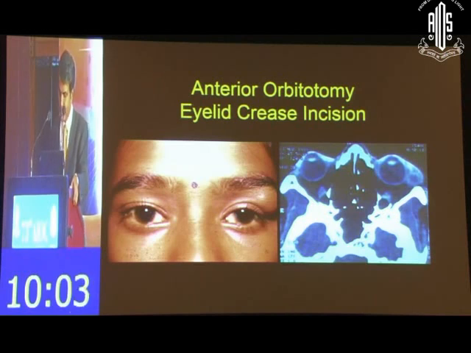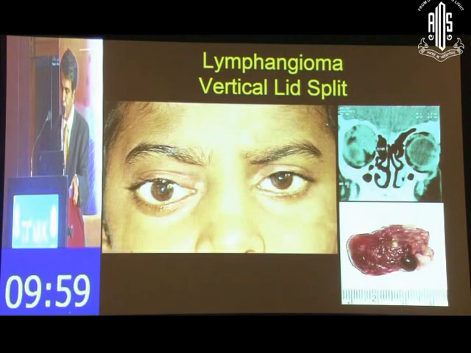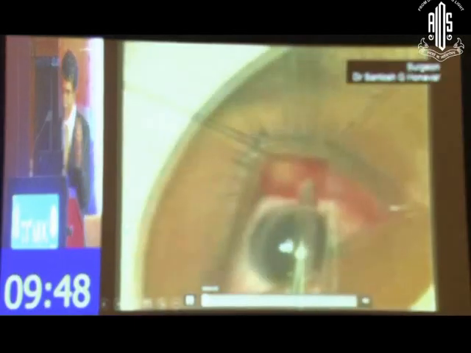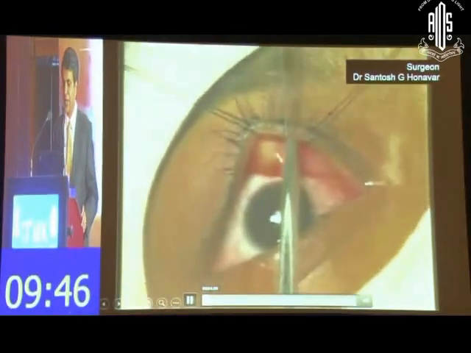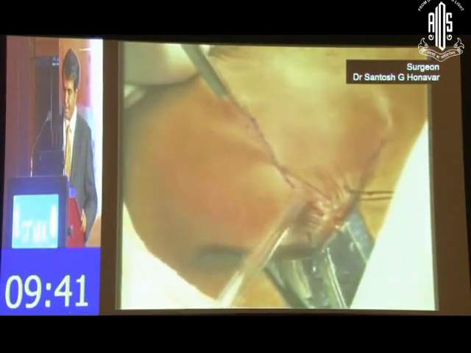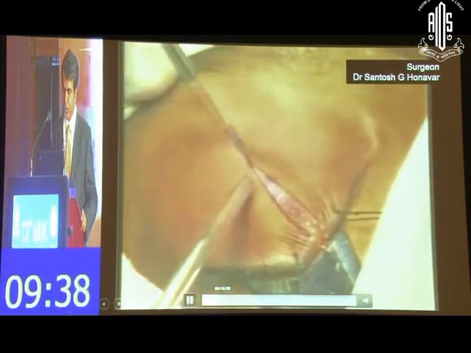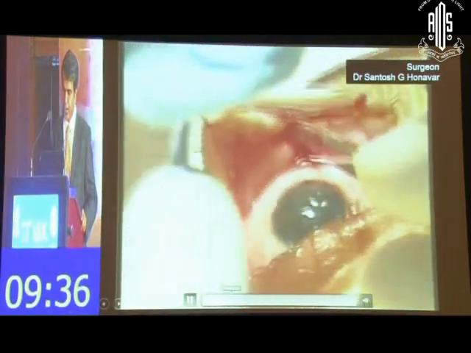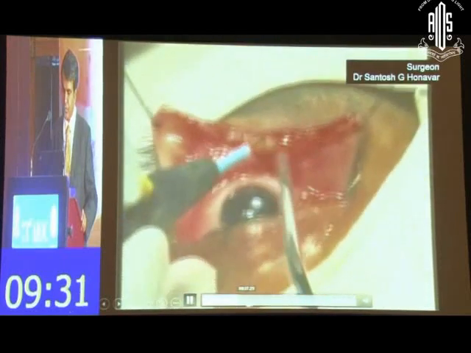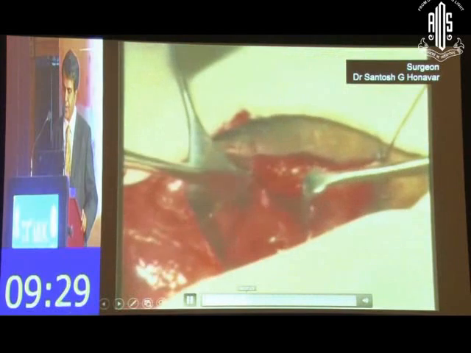Anterior orbitotomy lid crease is generally for dermoids and lacrimal gland tumors. Lymphangioma of this sort or anything which is located in the supranasal aspect can be removed with a vertical lid split incision. This is a video that shows the vertical lid split incision, where you actually create an iatrogenic lid laceration, a very controlled vertical lid laceration. That will give you adequate exposure to the medial orbit. You can go right to the extraconal space and progressively into the intraconal space if you wish. And you land on the anterior surface of the tumor.